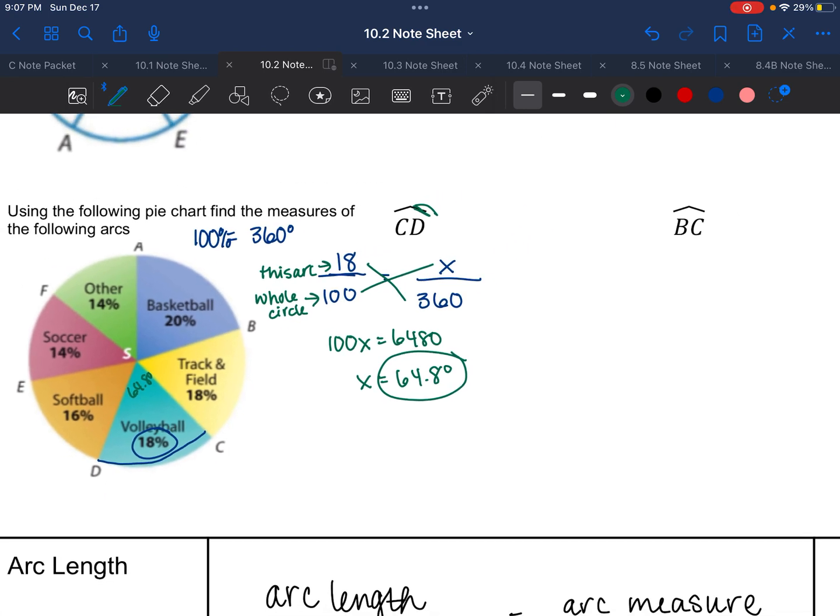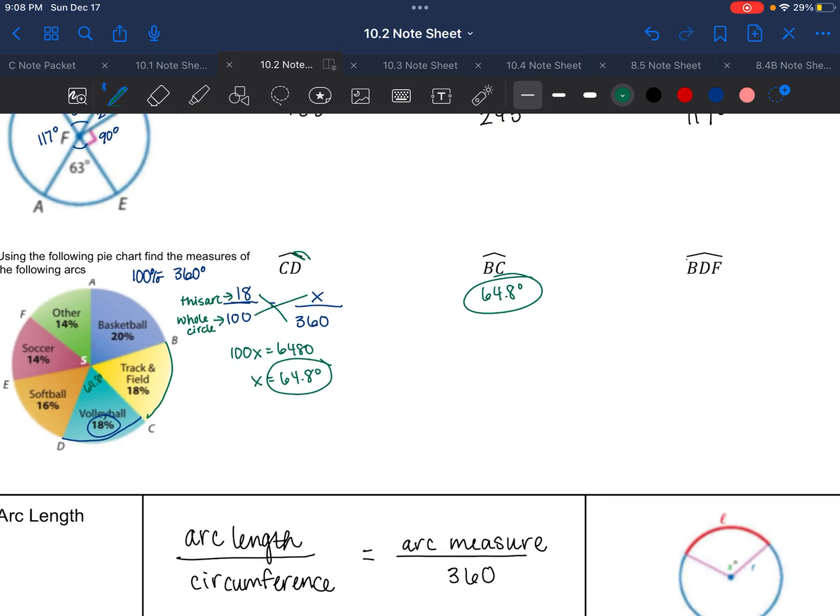Alright, arc BC. Now notice BC is also 18 degrees, so guess what? Same exact arc measure. And then this last one, arc BDF. So B to D to F.